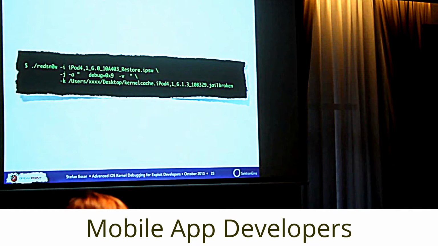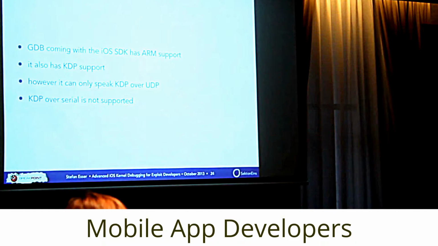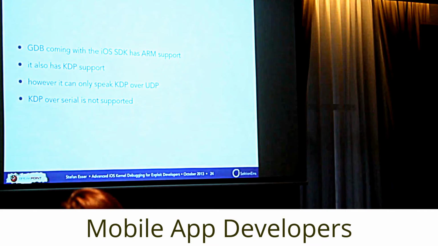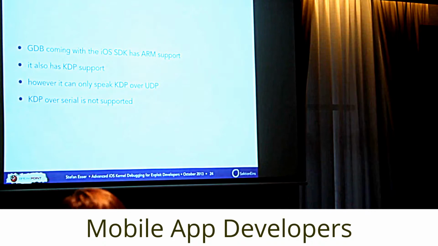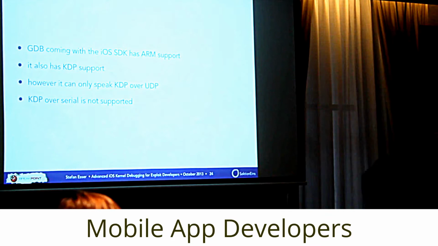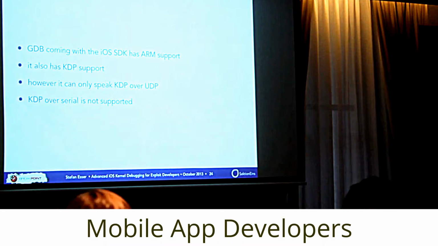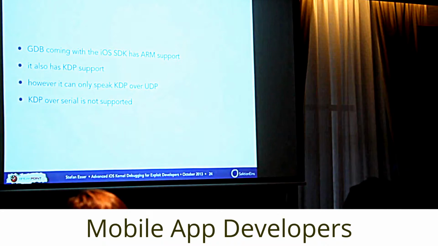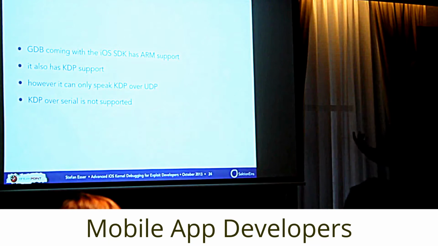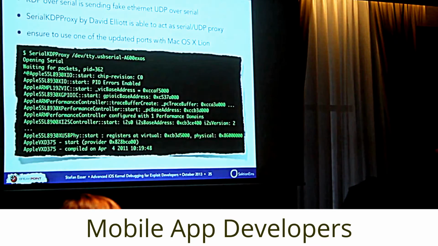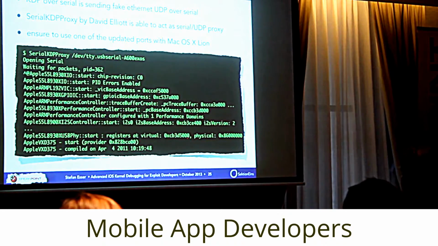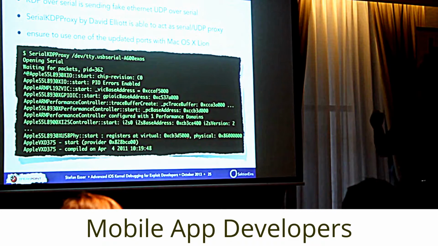So far so good. That's what you need to do to start the device. Then you would need a GDB, and the normal GDB on macOS didn't have ARM support. But if you downloaded the iOS SDK, until very recently, like iOS 7, there was a GDB binary in the iOS SDK that gives you ARM support and also KDP support, but only over UDP. The KDP that we can use to speak to the device is serial. So that's why we always needed a helper application, and this helper application is called Serial KDP Proxy.